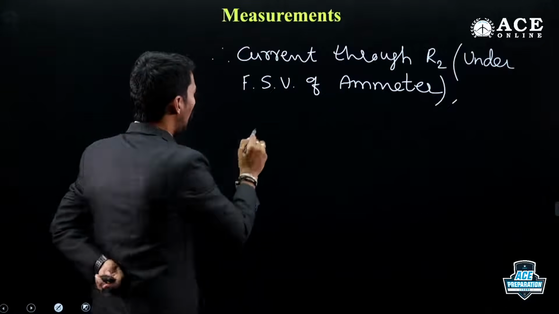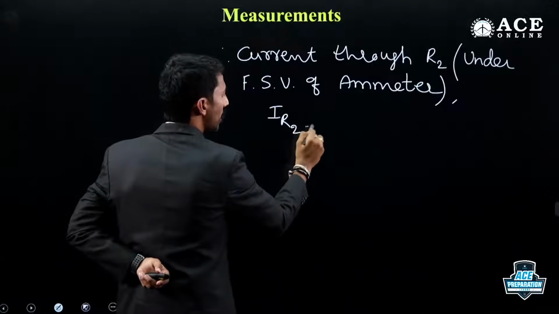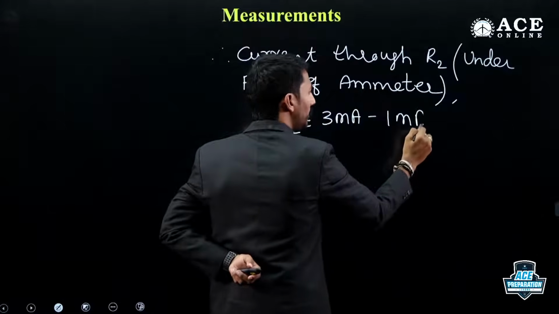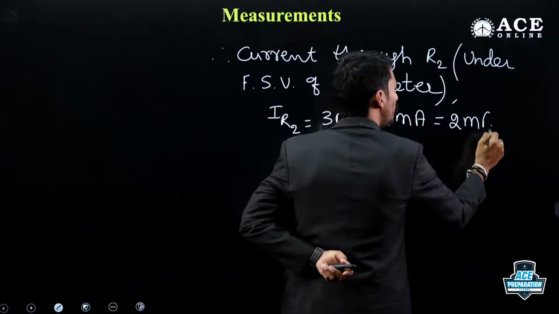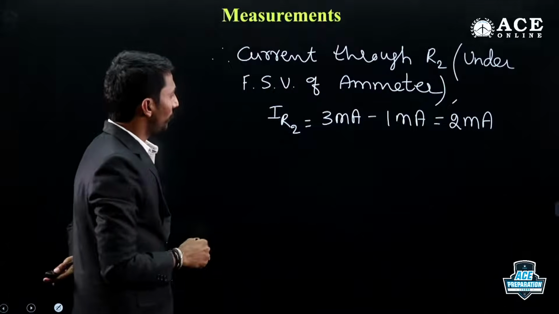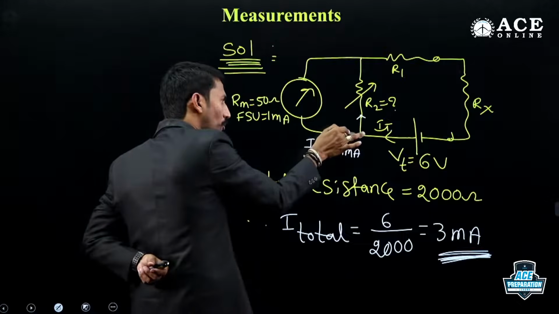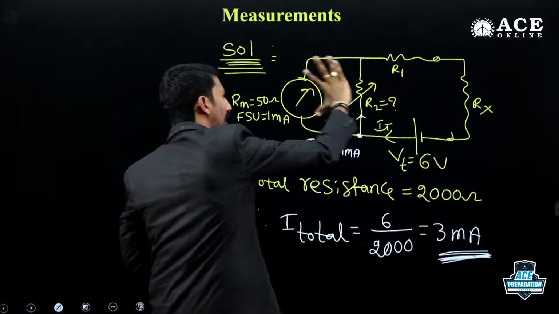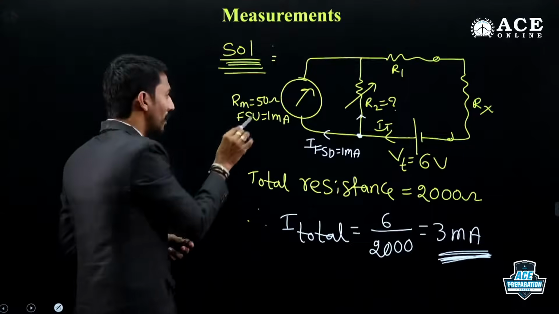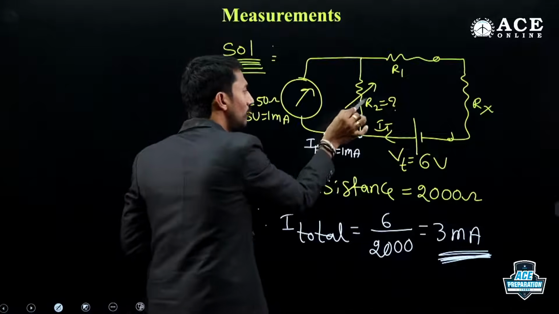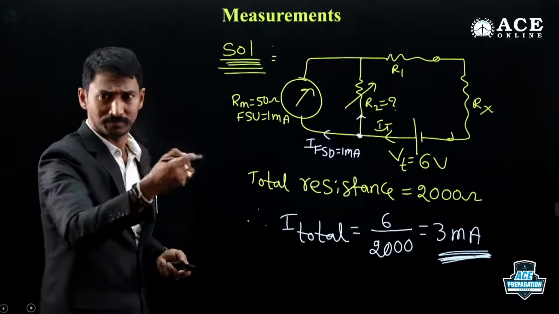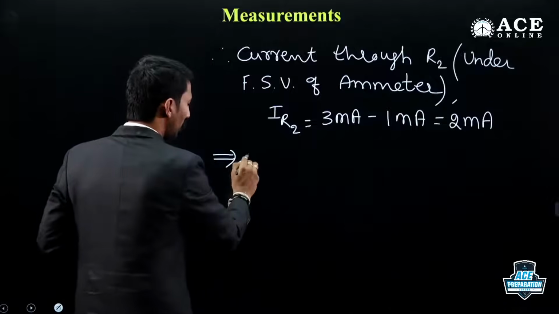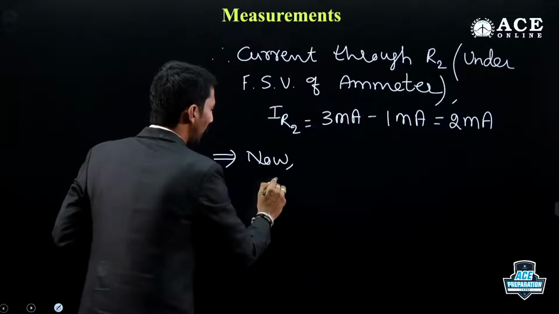What is that? Simply current through R2, IR2, equal to 3 milliampere minus 1 milliampere, which is equal to 2 milliampere. Now, very important. Through this path, how much current is flowing? 2 milliampere. As these two are in parallel, voltage will be the same. Therefore, current into resistance, we can write. The voltage is common in parallel, so simply what can we write? Now we can write, what is that?